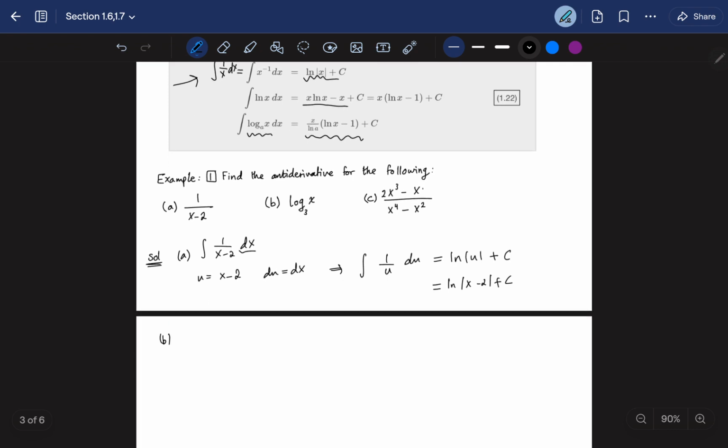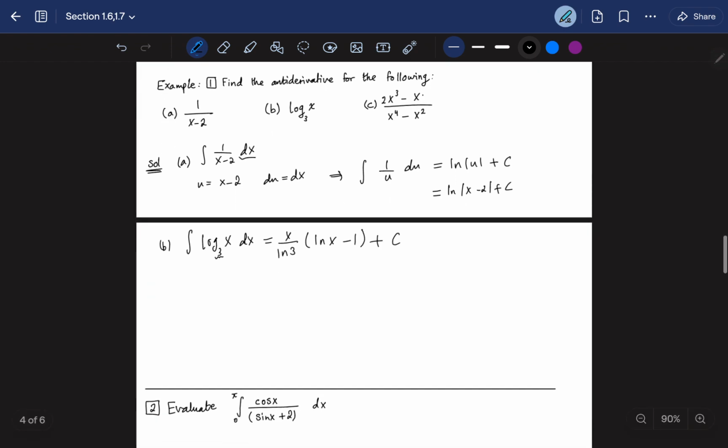For part B, I want to evaluate the integral of log base 3 of x dx. Using the third formula, this is just x over ln of a, but my a here is just 3, multiplied by ln of x minus 1 plus c. And the final example is the integral of this.